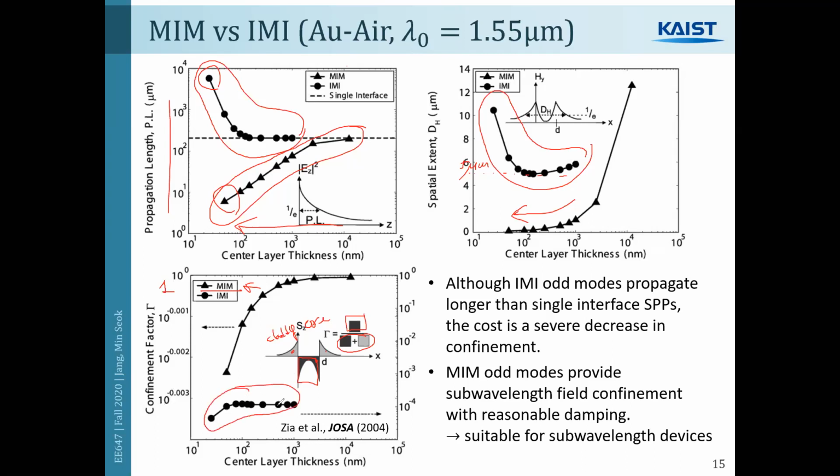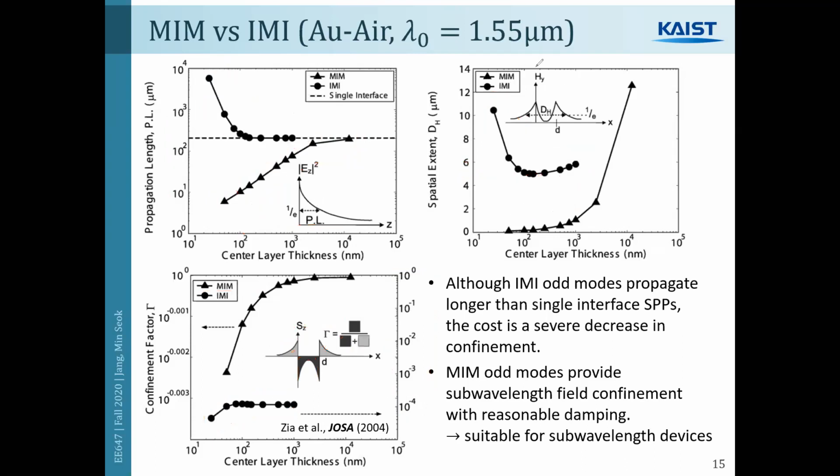But in the IMI case, you can see that the confinement factor is 0.001, or sometimes even lower than that. That means most of the energy is actually in the cladding, which is not desirable. The mode is basically very, very dispersed, very wide in terms of spatial extent. So, this is not always the case, but for a general noble metal waveguide, it seems like the MIM odd mode is the choice for giving you the best combination of fair propagation length with extreme field confinement.